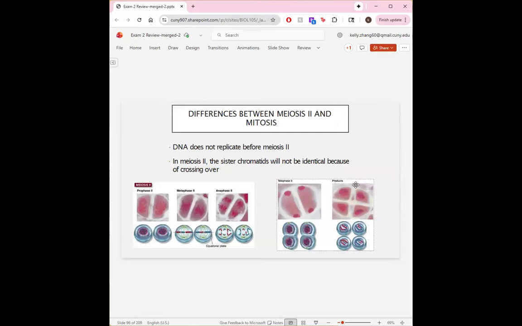Again, the differences between meiosis 2 and mitosis: DNA does not replicate before meiosis 2, and in meiosis 2, the sister chromatids will not be identical because of crossing over. So this is important to know. It's important to know the difference between meiosis 2 and meiosis 1, and the overall difference between meiosis and mitosis.